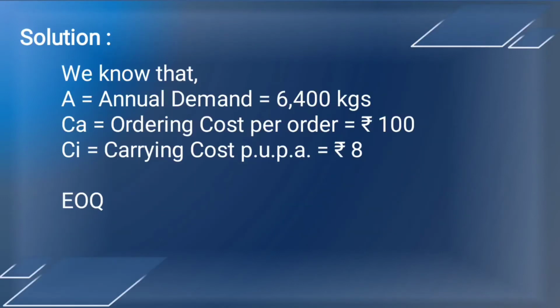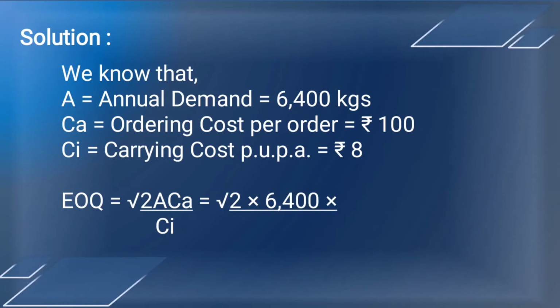So EOQ will be calculated as under root 2ACA upon CI, which will be equal to under root 2 into A, which is given as 6,400 kgs, into CA, which is rupees 100, divided by CI, which is rupees 8. So which will be equal to 400 units. So EOQ is 400 units.